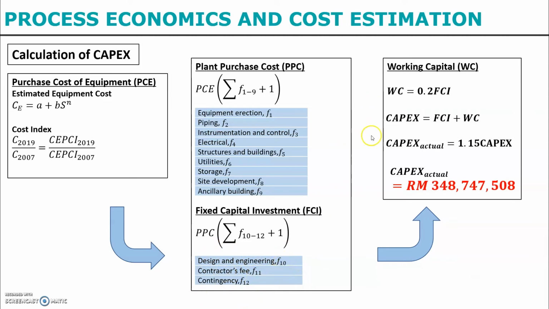At the end we get our working capital, which is 20% of our FCI, and we get our CAPEX, which is the summation of FCI and working capital. Because this CAPEX is an estimate, we calculate the actual CAPEX by adding an extra 50%, and in the end the actual CAPEX is 348 million.